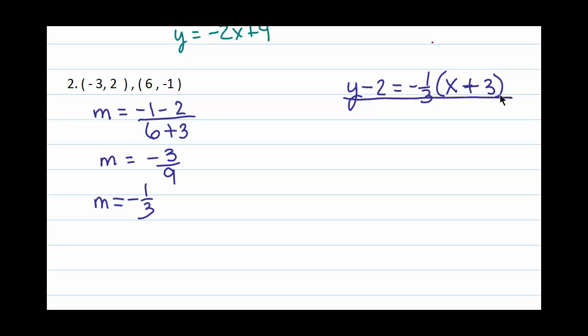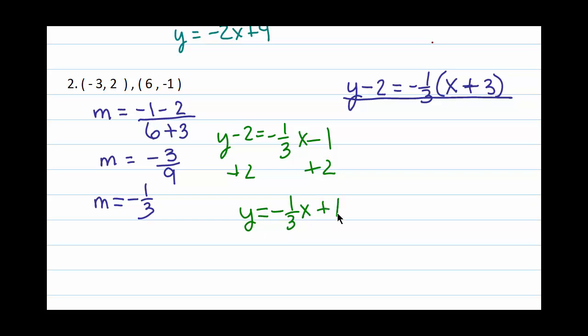Now I need to write it in slope intercept form. So I'm going to simplify over here, distribute there. So I have y minus 2 equals -1/3 x minus, I have a negative times a positive, so that's why I know I have my negative there. And then I have 1/3. I make 3 into a fraction, 3 over 1, but I'm still just going to get 1 there. So now I'm going to add 2 to both sides. So I have y equals -1/3 x plus 1.